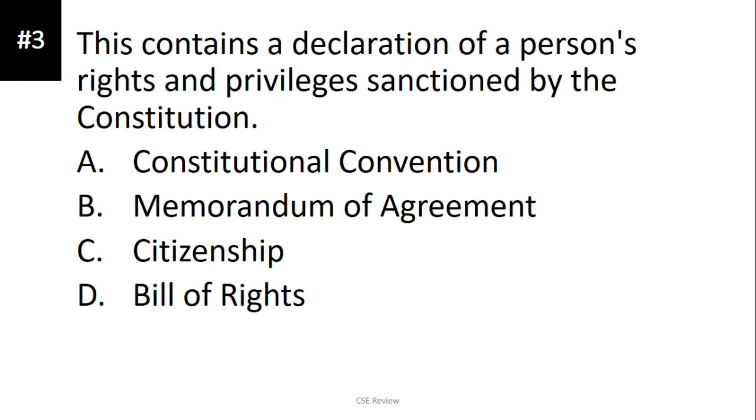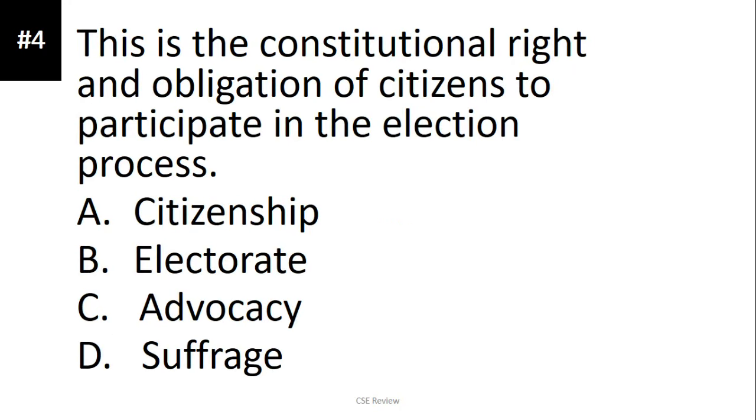Number 3, this contains a declaration of a person's rights and privileges sanctioned by the Constitution. The answer here is the Bill of Rights. Kasi yun yung mga binigay sa atin na rights and privileges, nandun siya sa Bill of Rights naka-enumerate. Number 4, this is a constitutional right and obligation of citizens to participate in the election process. The answer is suffrage. Now, some people answer electorate kasi election, malapit daw, pero hindi. Suffrage is the right to vote. Okay?